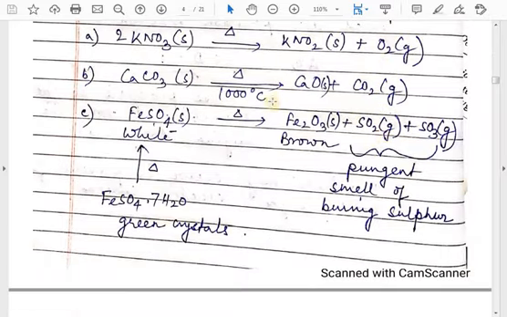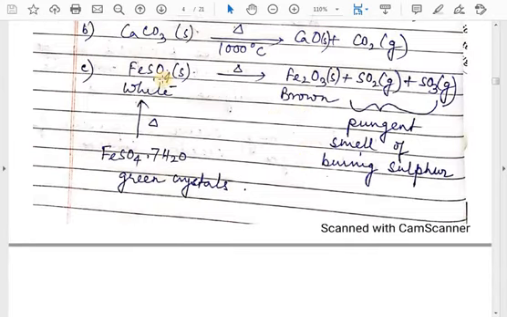When calcium carbonate is heated at about 1000 degrees Celsius, it will give calcium oxide and carbon dioxide. You have to remember all the conditions of the reaction. Practice by writing so that you can remember the equations.